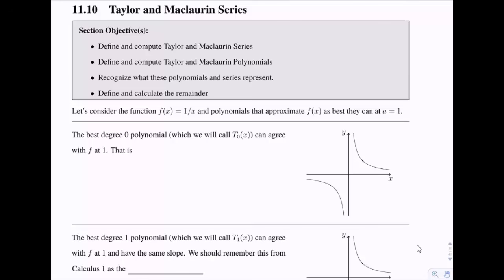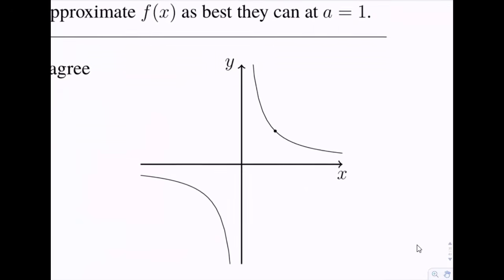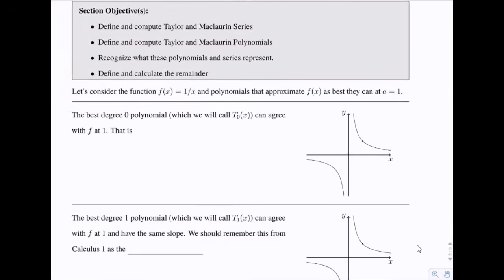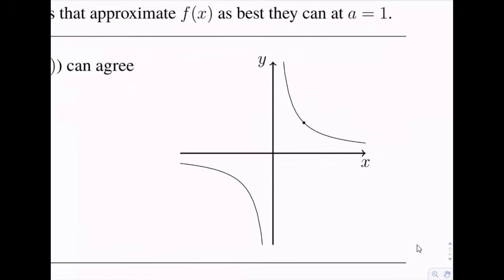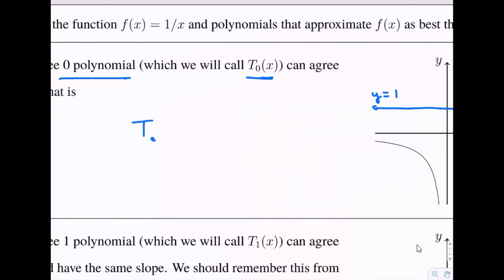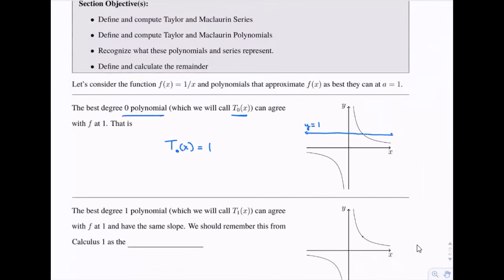So let's consider this function 1 over x, and we want polynomials that approximate this function at a equals 1. So I've drawn a dot on all of these pictures. The best degree 0 polynomial, which we'll call t sub 0 of x, basically all we can do is just agree with f at 1. So here, well, 1 over 1 is 1, so it's a nice horizontal line, right? Because with a degree 0 polynomial, you don't get any variable, and it's just the equation y equals 1. So t sub 0 equals 1, no matter what x value it is.